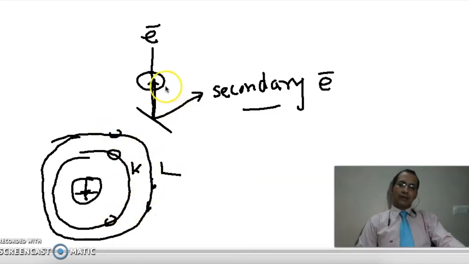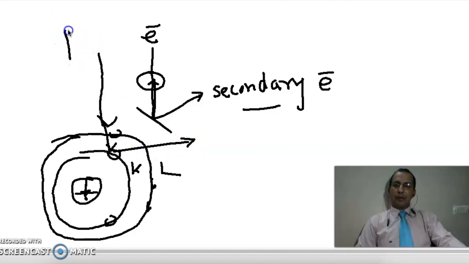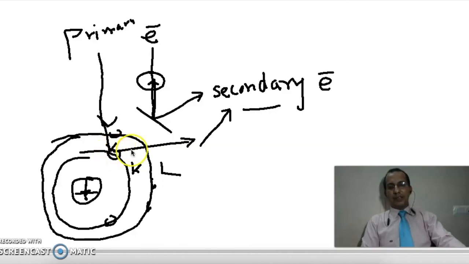So the incident electron can knock out one electron. For example, if the incident electron is coming like this, it may knock out this electron, and this will be the secondary electron. The incident electron itself, the fundamental electron, is the primary electron, and these are the secondary electrons which are emitted from the shells of these structures. When a vacancy is created in this shell, because the incident electron hits the K shell electron, this electron is knocked out, producing the secondary electron.